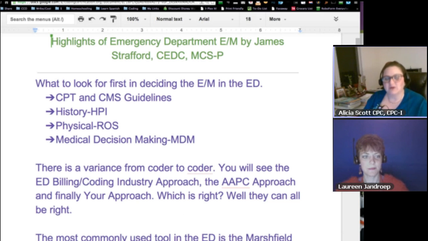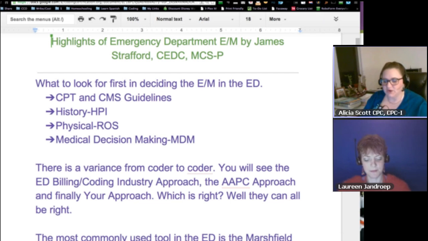Okay, now when you're coding for the E&M leveling and doing the ER, you have some basic things you need to look for, just like the other E&M coding. Your CPT CMS guidelines, the history or the HPI, the physical, which is going to have your review of body systems and stuff, and then your medical decision making. And it seems like the medical decision making really kind of throws everybody for a loop in the ER when they do the coding.